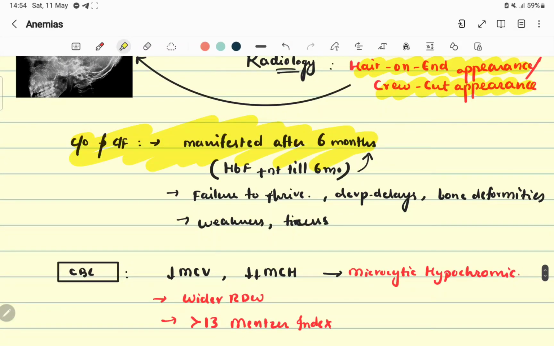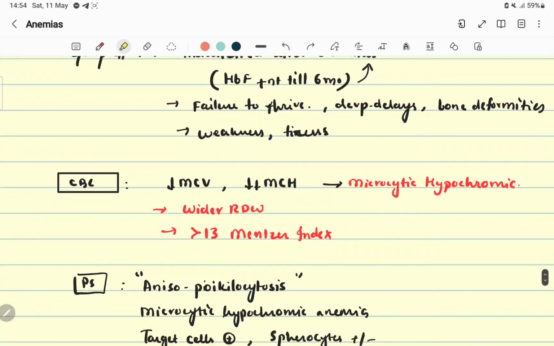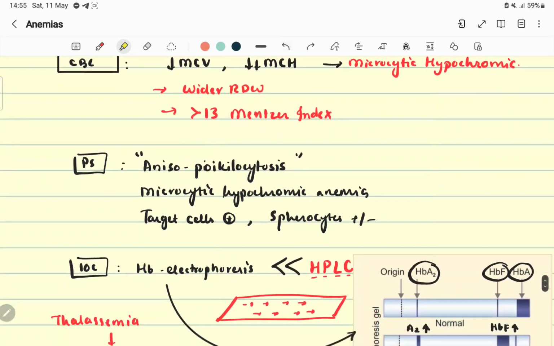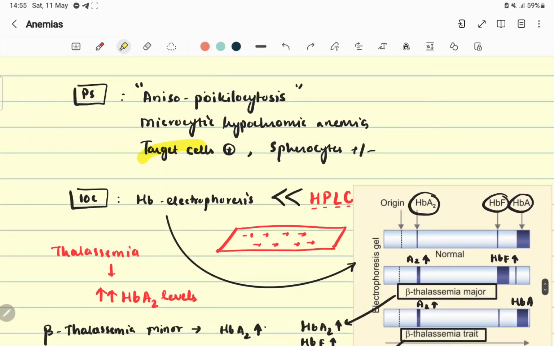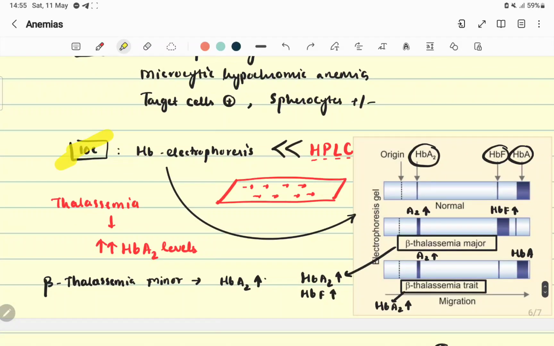Clinical features will be manifested after 6 months: failure to thrive, developmental delays, bone deformities, weakness and tiredness are non-general symptoms, or general symptoms, sorry. CBC will have decreased MCV and MCH, that is microcytic hypochromic anemia, wider RDW, and more than 13 Mentzer index. Peripheral smear will have anisopoikilocytosis, microcytic hypochromic anemia, target cells will be present, spherocytes may be present or absent.